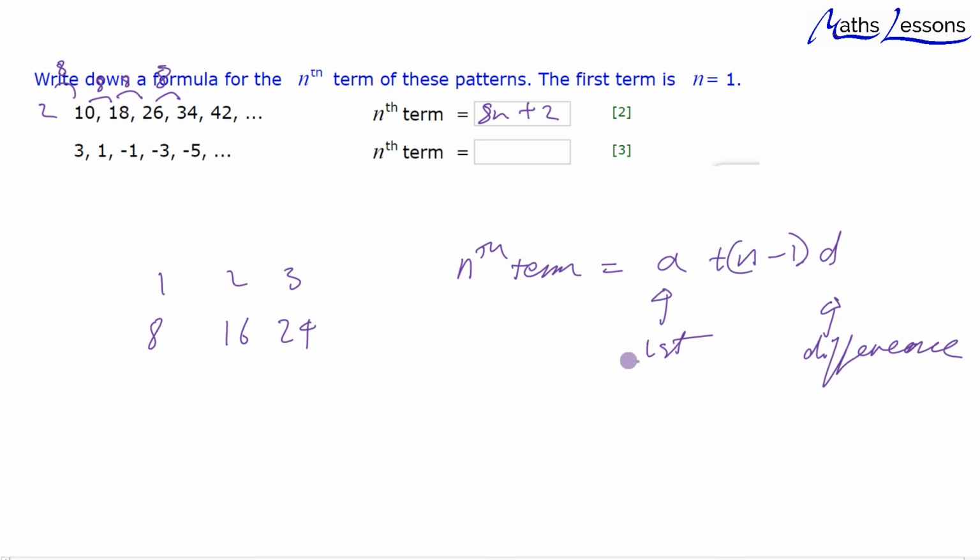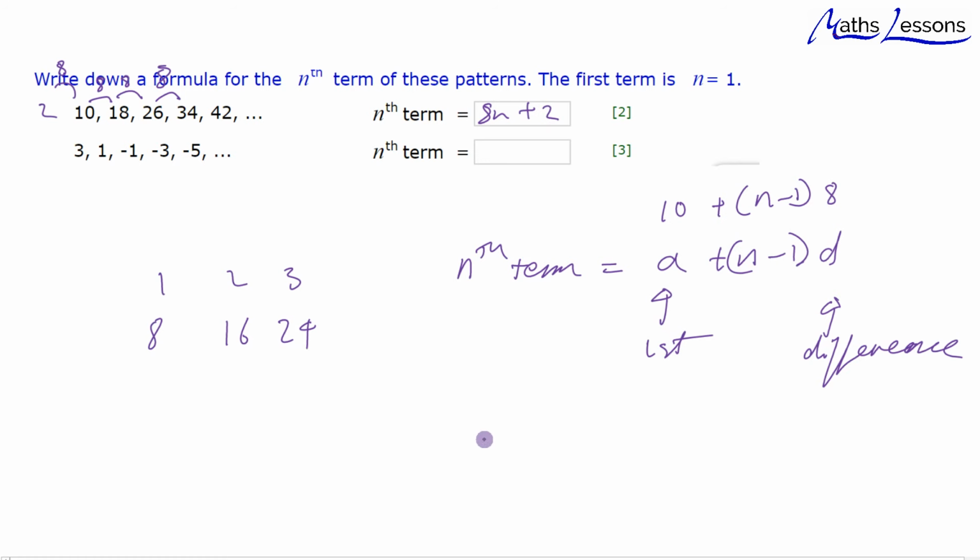There we go. So a is the first term, d is the difference, or called the common difference, more properly. And so we could put a is the first term, 10, plus n minus 1 lots of 8. And then once you multiply that all out, you'll see that you'll get 8n plus 2. So let's just put this one into our formula here.